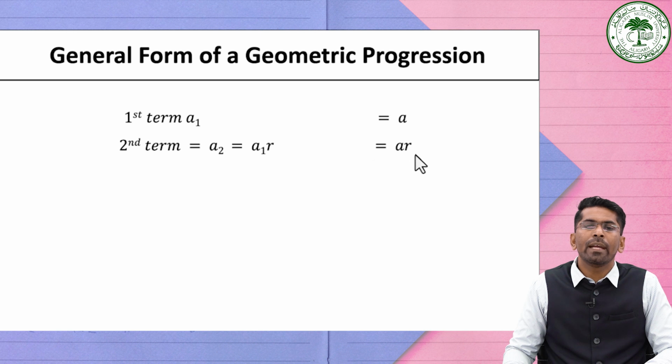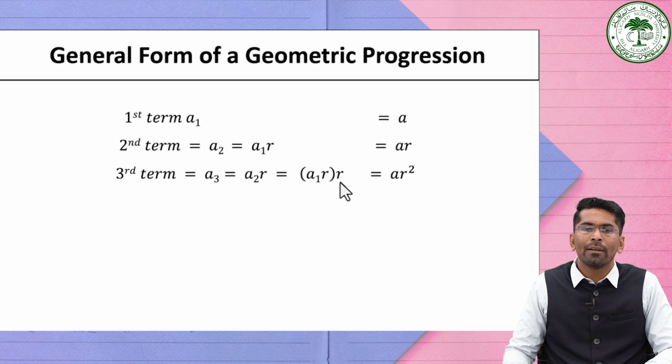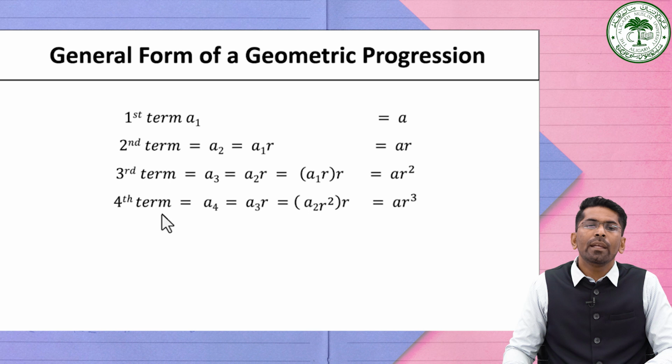We can write it as AR. The third term is equal to A3, which is A2 into R, that is A1 R into R. We can say that it is AR square. Similarly, the fourth term is A3, the third term, into R. So it is A2 R square, or we can simply say that it is AR cube.